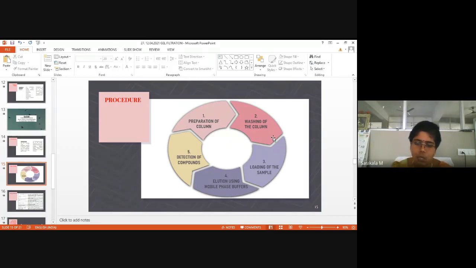Then washing of the column. Washing here represents saturating the column with mobile phase buffers. So you have to pass the mobile phase and wash the column. Washing represents saturation to get a baseline, so that it is ready for loading the sample. That is the second step, washing of the column. Then loading of the sample. At the top of the column, the sample will be loaded.